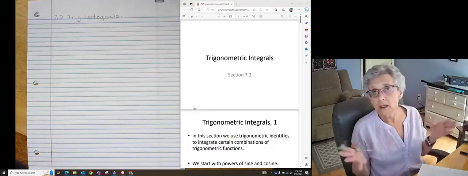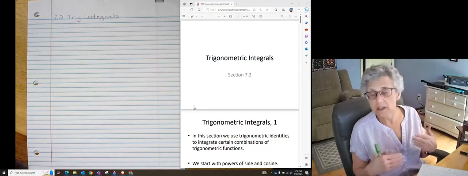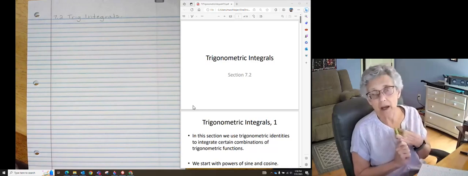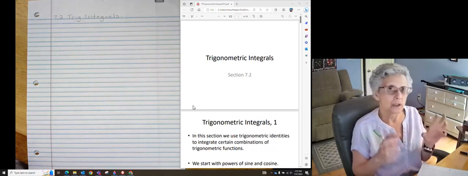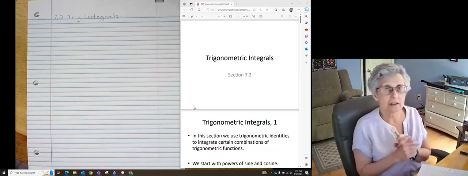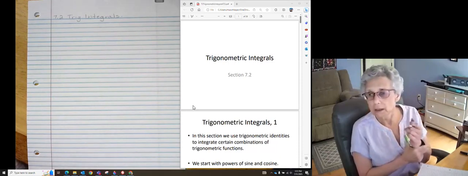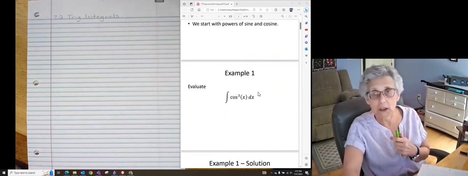Now, I know we've done some work with trig integrals, but we're going to spend some time working on just powers of sine and cosine and powers of secant and tangent, which is easily translated into cosecant and cotangent. So let's go ahead and get started. We'll start with powers of sine and cosine.